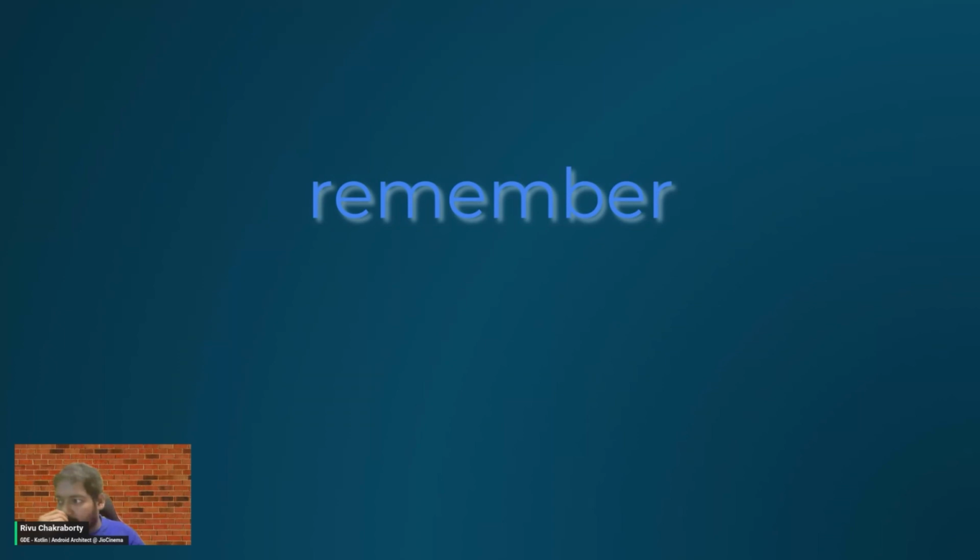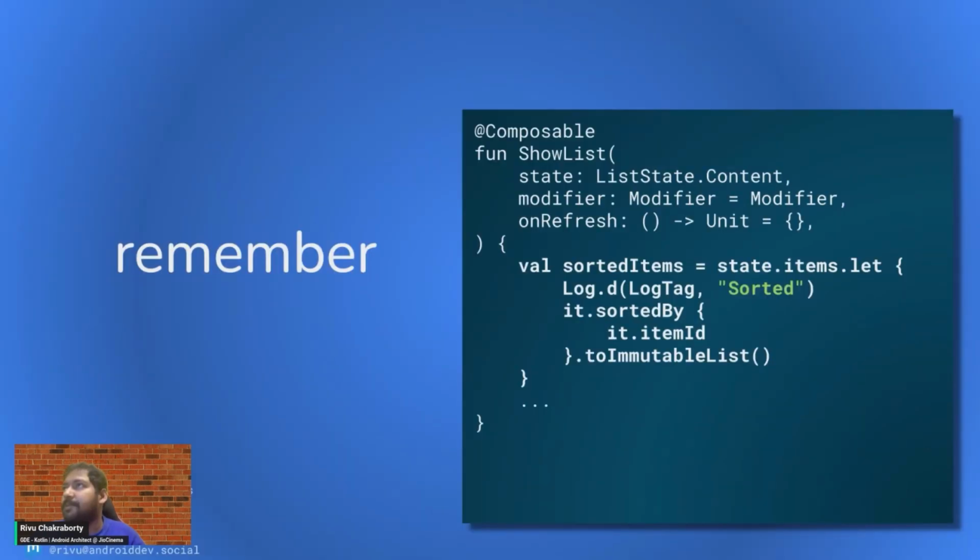Now, why will it not be called? Why will the value not change? Before we understand that, let us understand what is remember. So remember actually lets you remember a value even if the recomposition happens. You are still remembering some state, right? That's where remember comes in. Now let's try to understand this by this code.